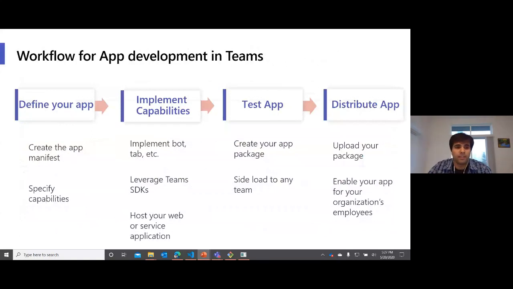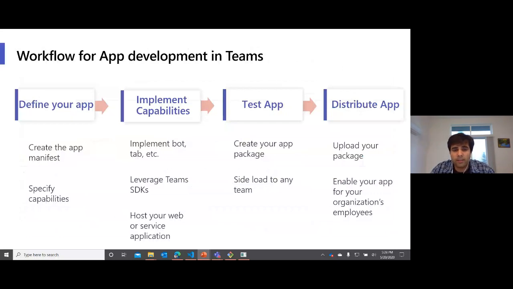Workflow for app development in Teams. So let's just recap what we did over here. And this is going to be a typical workflow for app development in Teams. The first step is that you're going to define your app. What I mean by that is you're going to create the manifest and you're going to specify the capabilities of your app. This is where you'll design and think through the scenarios that you want to enable, whether you want to create a tab, a bot, or a message extension, or a connector, or an incoming webhook.